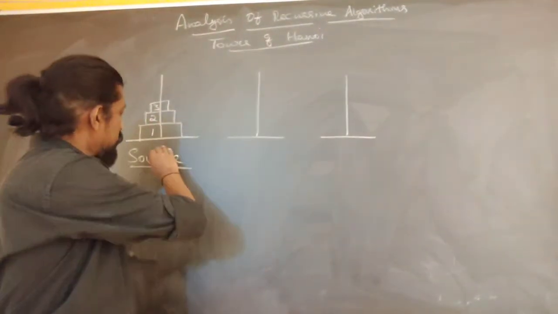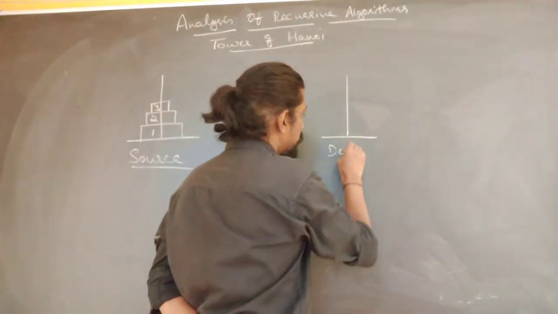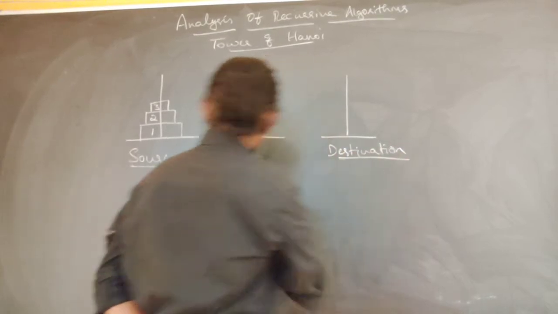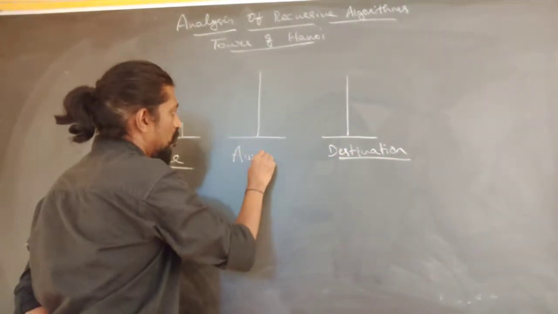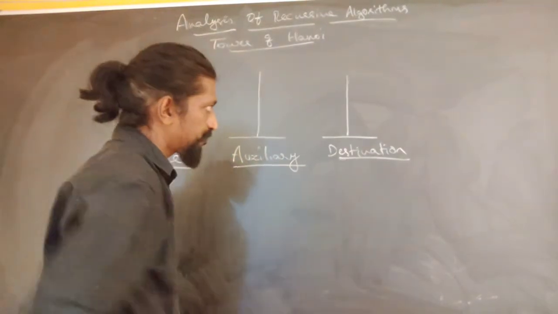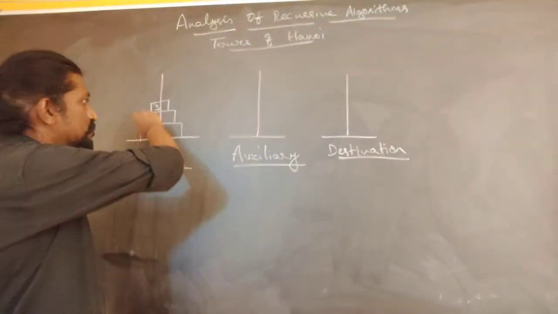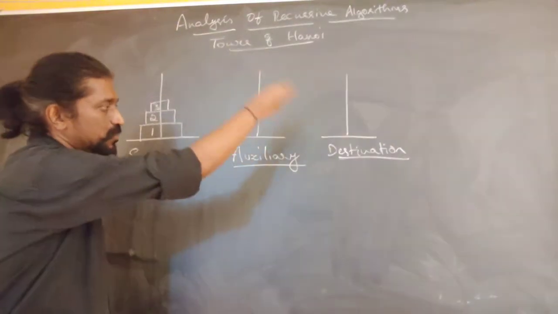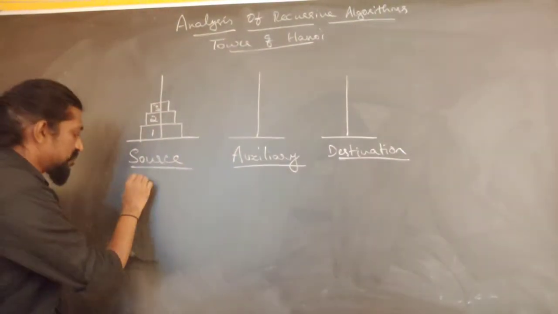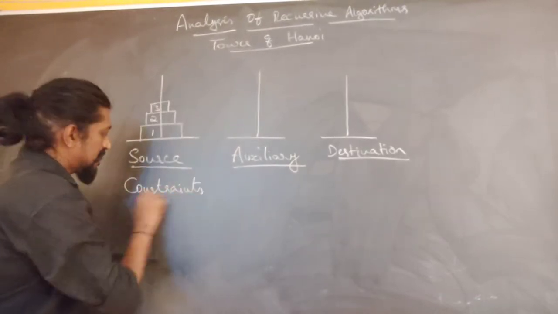These 3 discs, which are n discs present in the source peg, have to be moved to another peg called the destination peg using an auxiliary peg for temporary storage of the discs. When we state the problem, it looks very simple. We need to move n discs from the source to the destination. We can move directly from the source to the destination, but the problem has some constraints which make it difficult to solve easily.